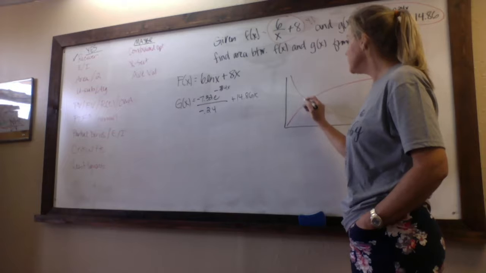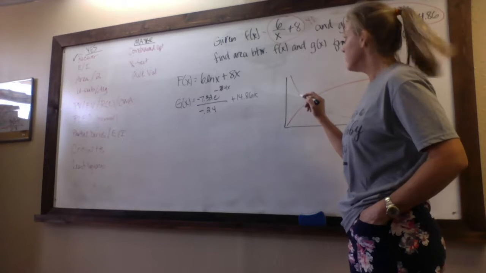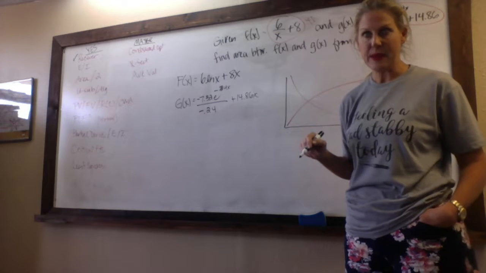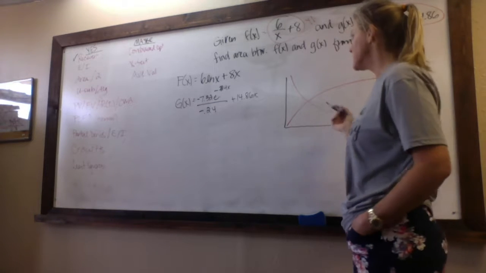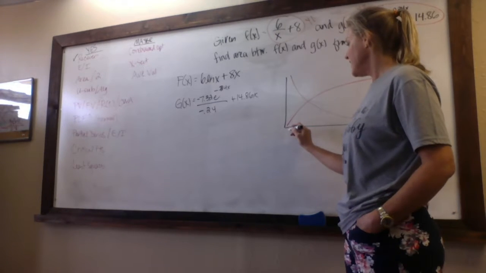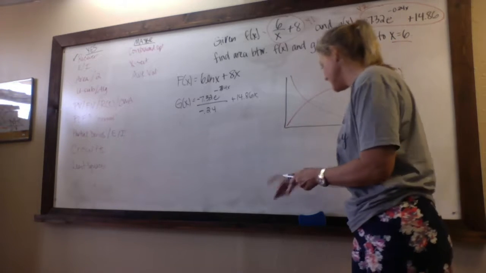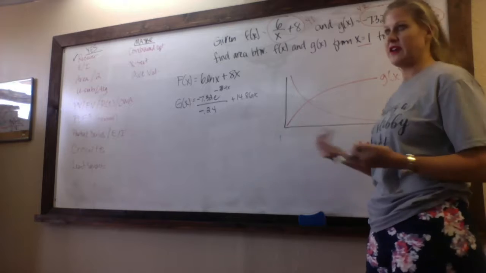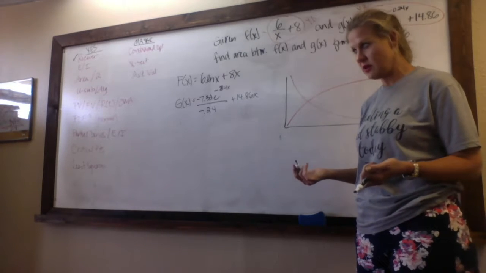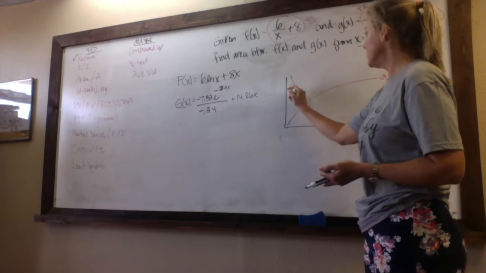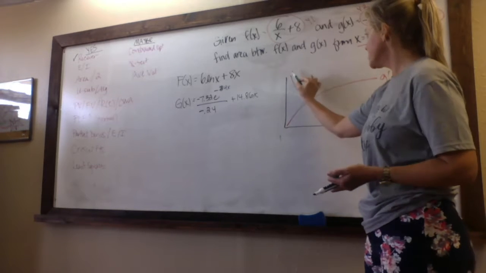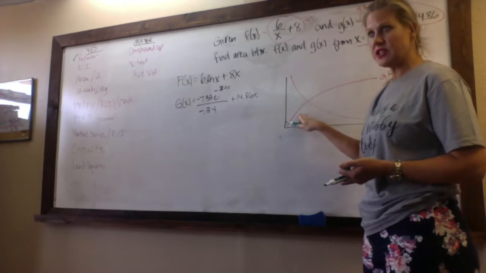Okay, so what you do need to know: isn't it plus C? It's not plus C? No, because it's a definite integral. Definite integrals don't have plus C. Because what we're doing is, this is an x value of 1, and this is an x value of 6, because that's how we set the window. And in this little portion, the f function is above the g function.